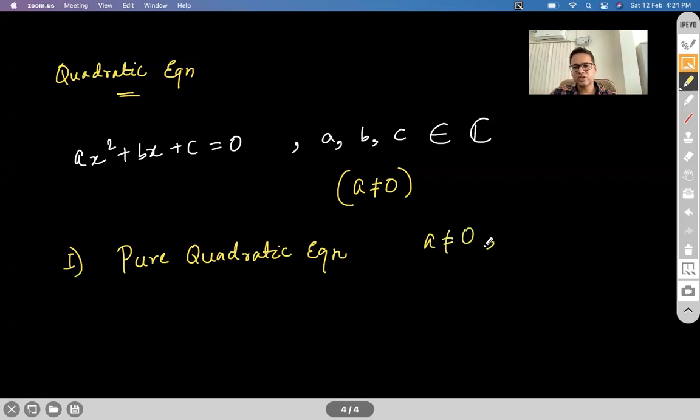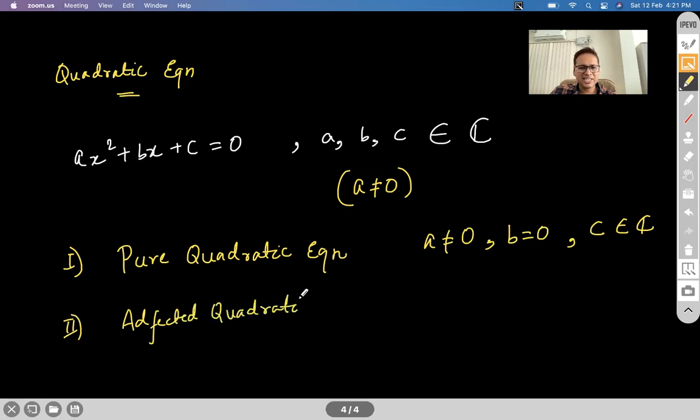So A should not be zero, B is zero, and C could be anything. Okay, C could be any complex number. Second type is called an adfected quadratic equation. Adfected, a name given to it. There is nothing very important about it.